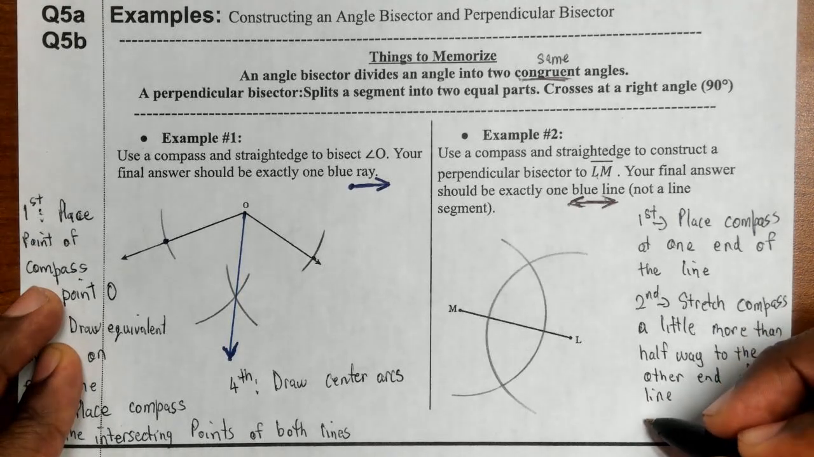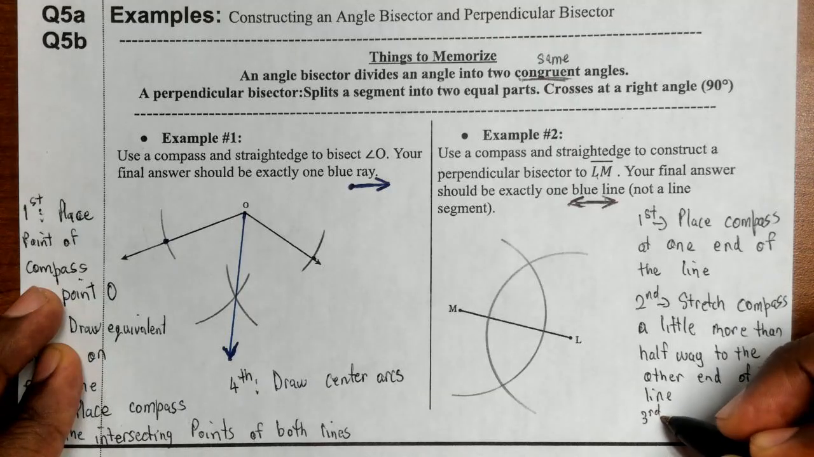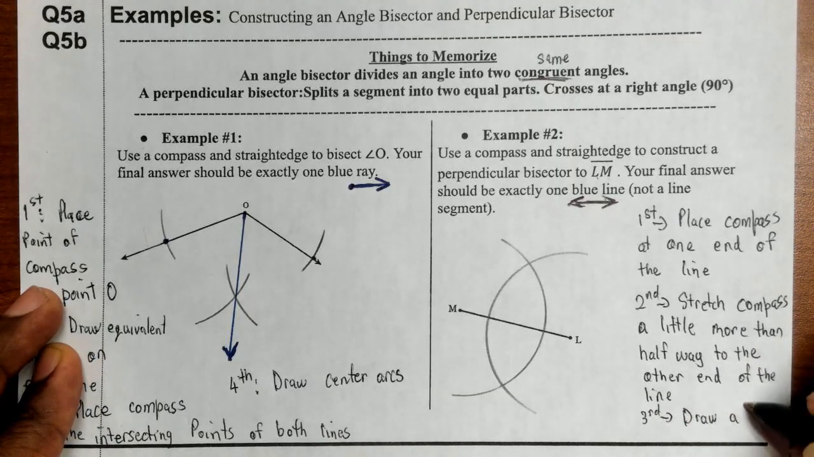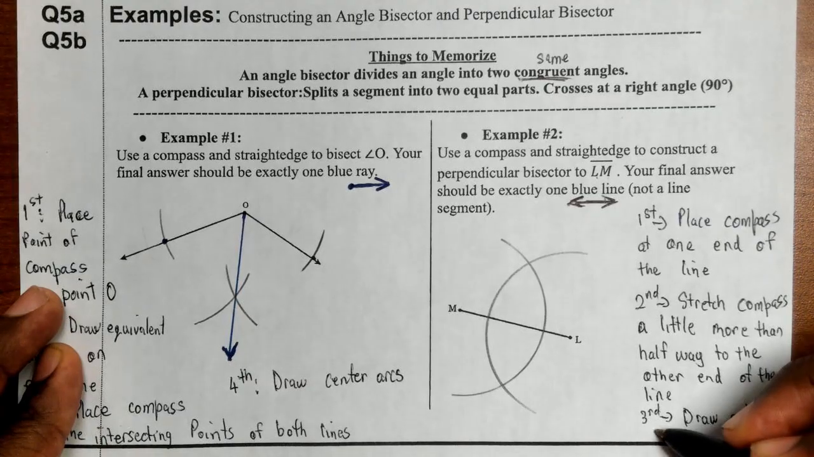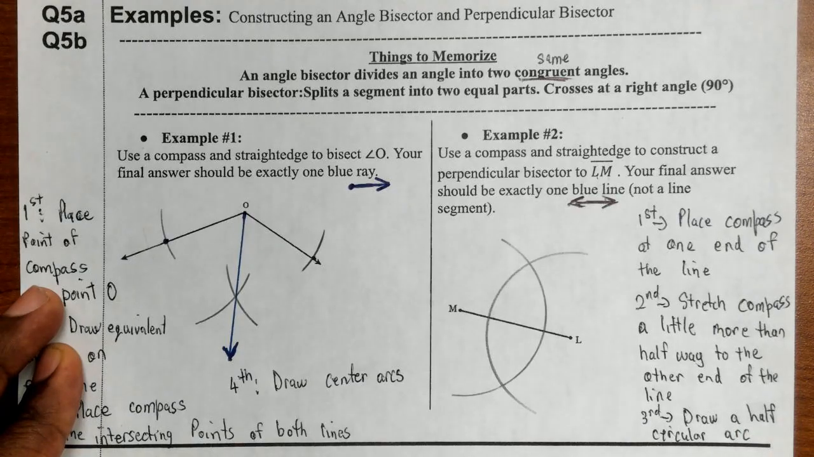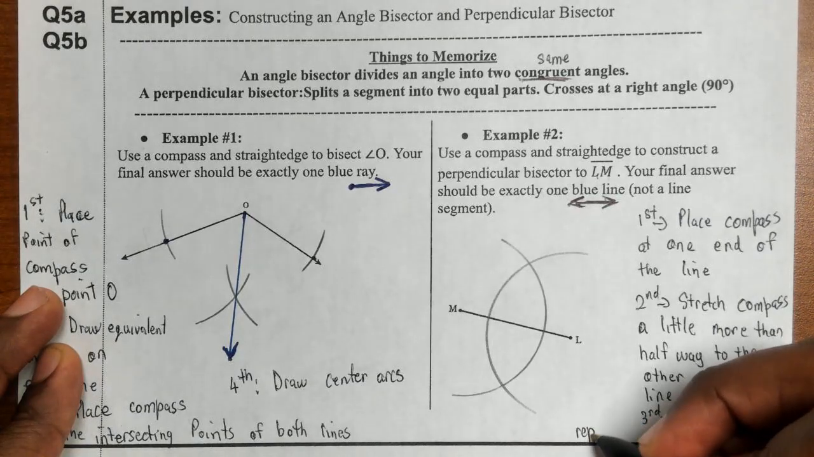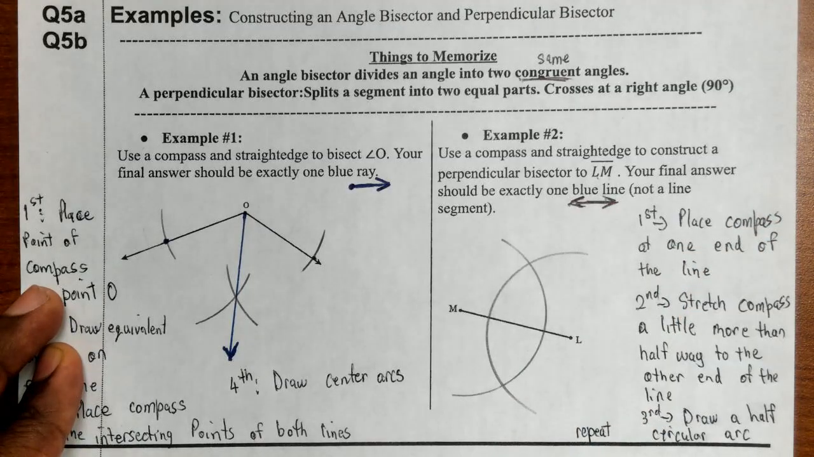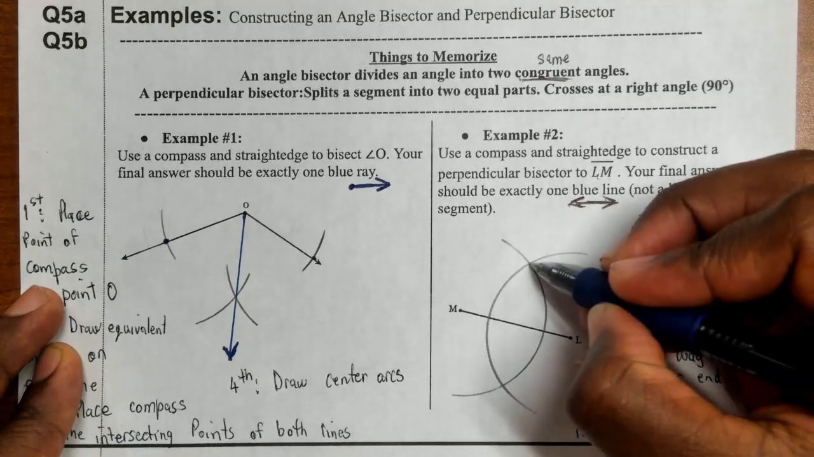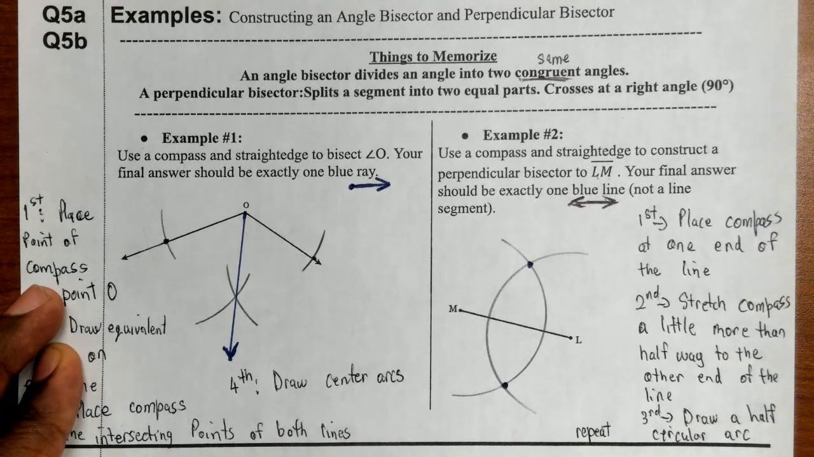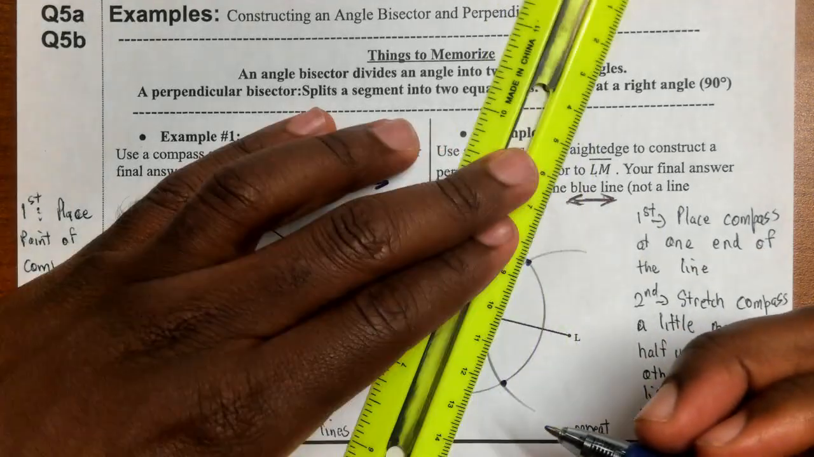Then third, draw a half circle, circular arch. Then repeat. So I'll place it at the other end, draw a half circle, and then here will be the intersecting points, and then I just draw my perpendicular line through these points.